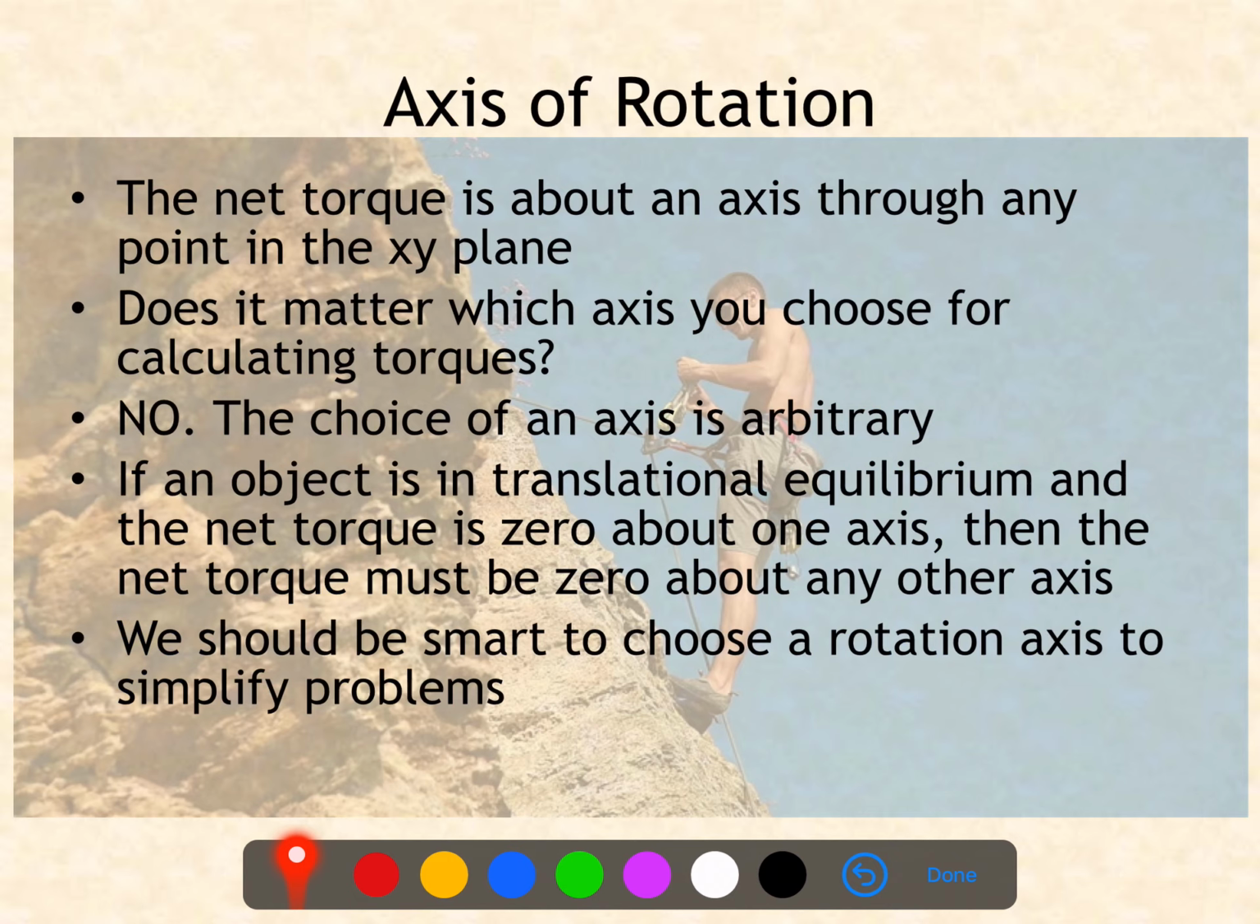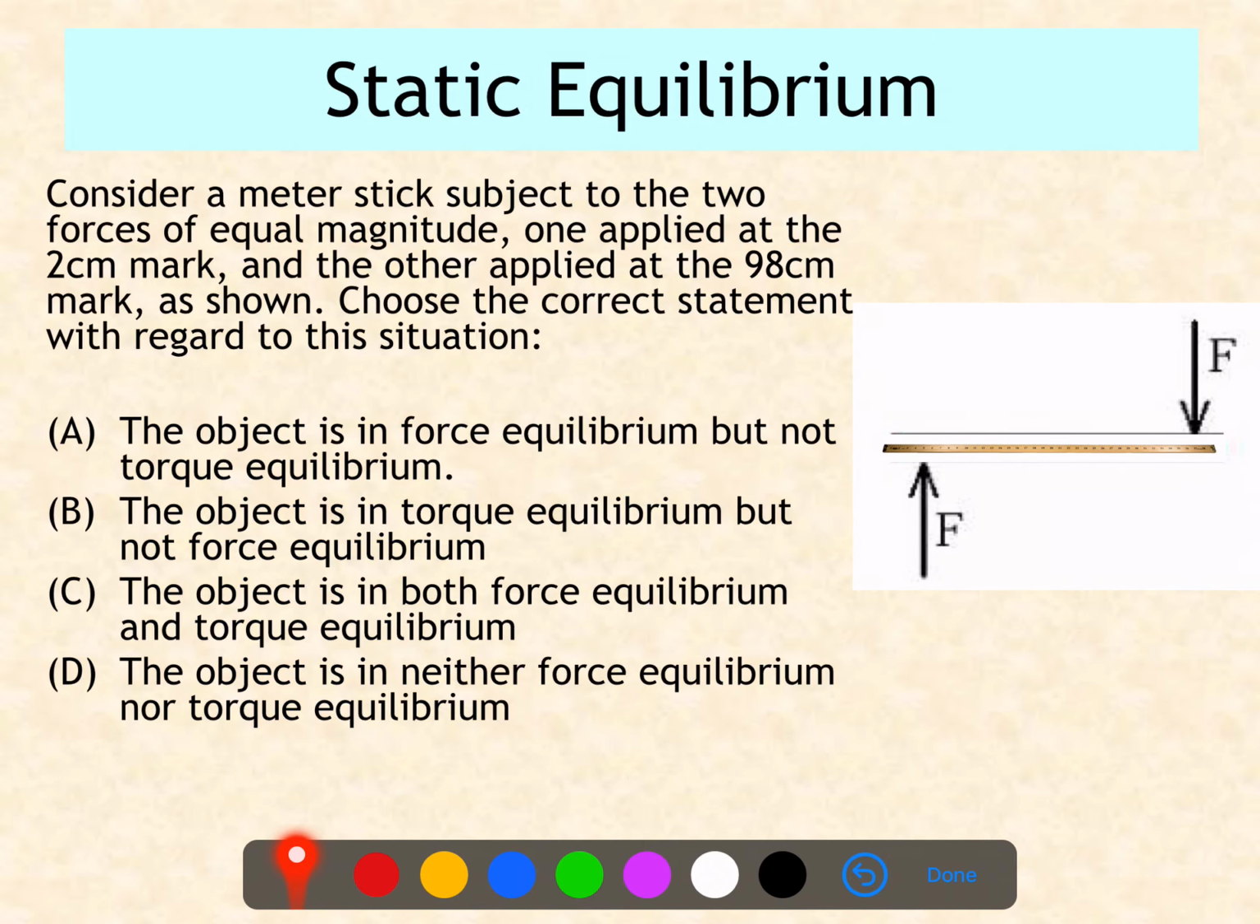So as I mentioned before, we have this freedom to choose a reference point as our axis of rotation to analyze what the torques are doing, and we are going to try to choose this in an advantageous way so that we can make our calculations easier. So let's take a look at an example, a simple example to start with. We have a meter stick being subjected to two forces of equal magnitude. One is applied at the 2 centimeter mark. The other is applied at the 98 centimeter mark, as you see in this picture here.